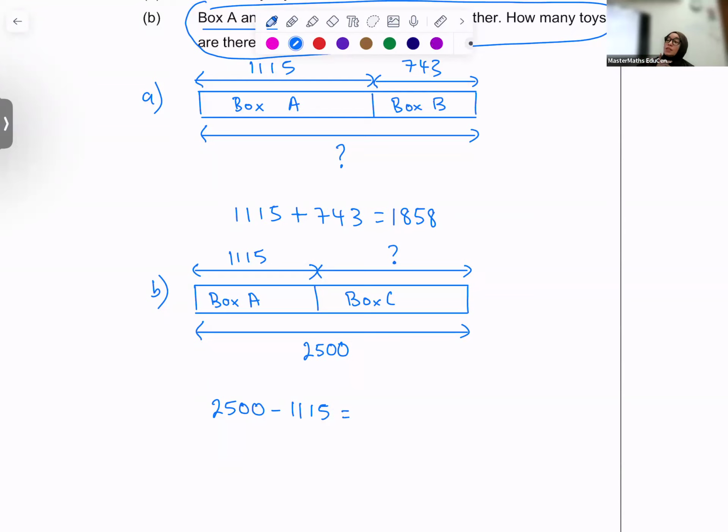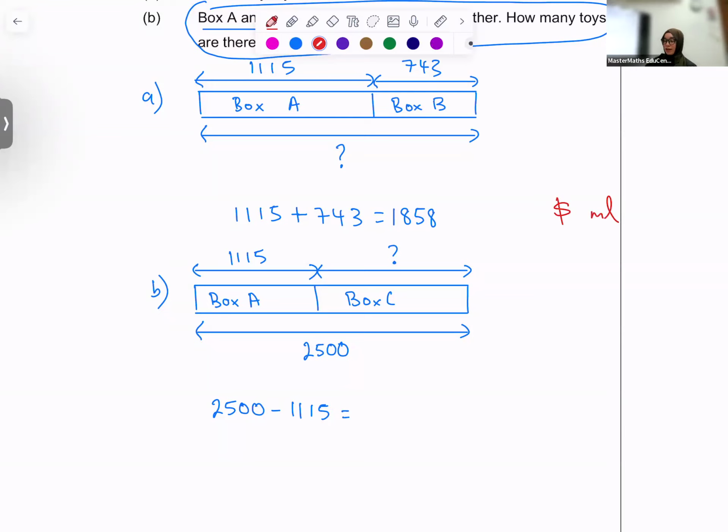No need, because this is just toys, right? No need, just write the number. My other teacher explained they ask me to write the label or the unit. Don't need. The only time we need to write is for what we call units of measurement. Okay? For example, dollar sign, need to write.